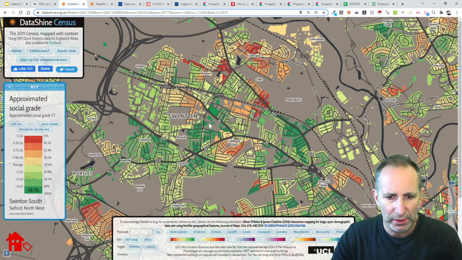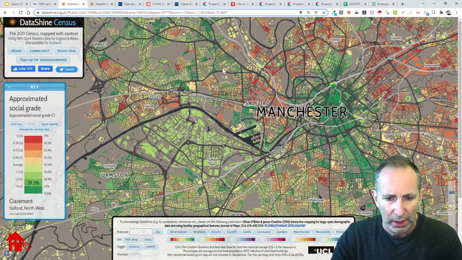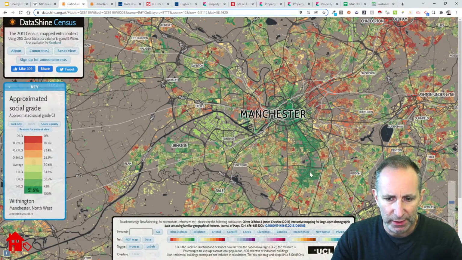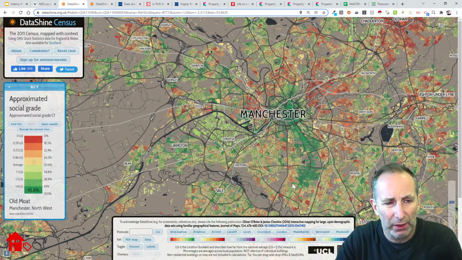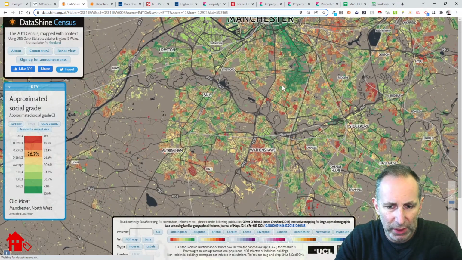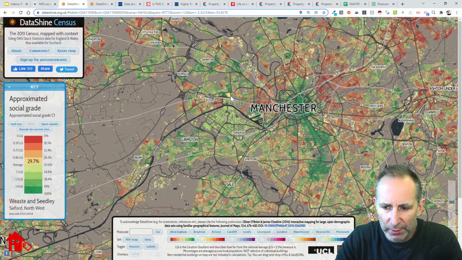And we can see here, as I said earlier, quite a lot of C1 live around here. We can also see that there's loads of C1 here, but the problem with this area is that it's very heavy on rented accommodation, which in my view is potentially an issue. Now, if you're interested in different social strata, you can play around with the data and find different variables.